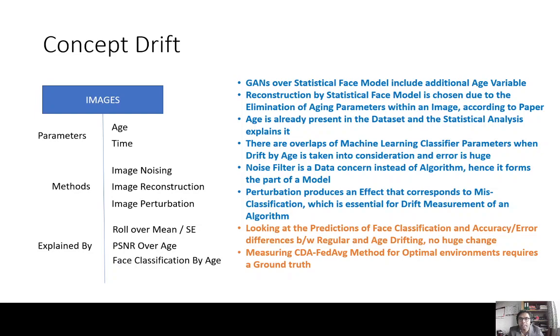Perturbation produces an effect that corresponds to misclassification, which is essential for drift measurement of an algorithm. So looking at predictions of phase classification and accuracy or error differences between regular and age drifting, there is no huge change. Then measuring CDA fed average method for optimal environments requires a ground truth, which we actually showed there.